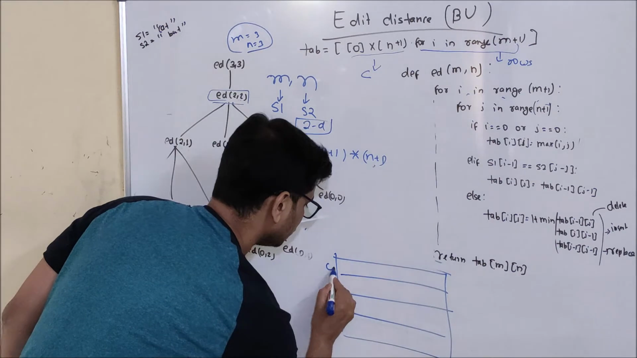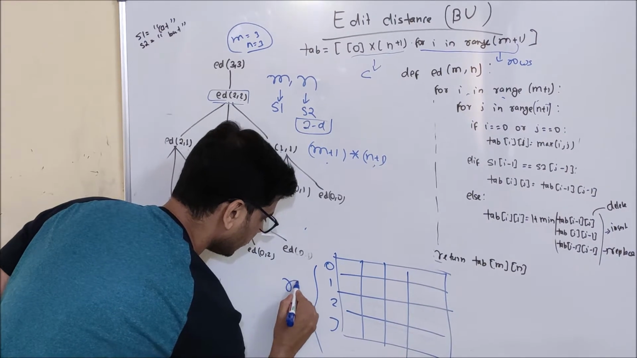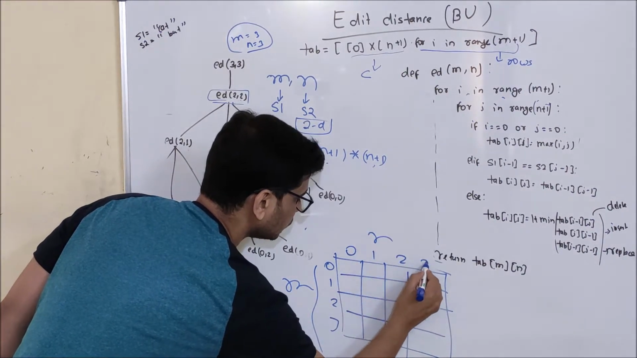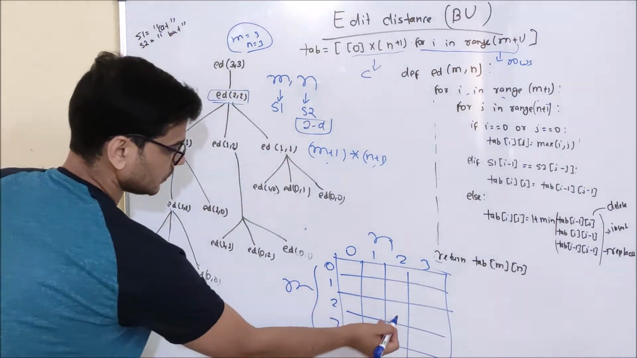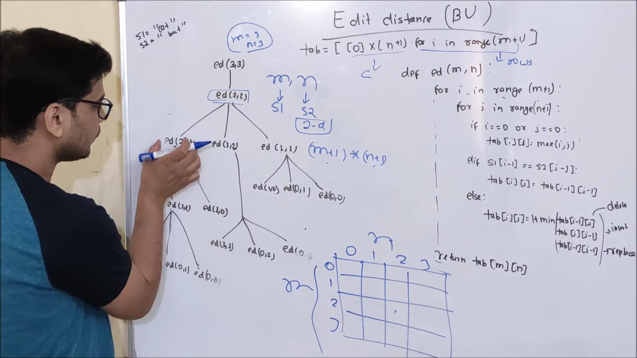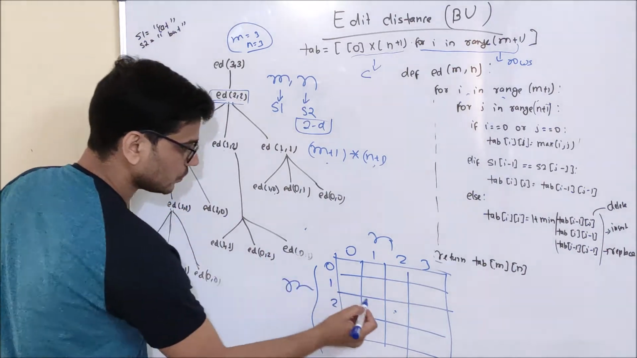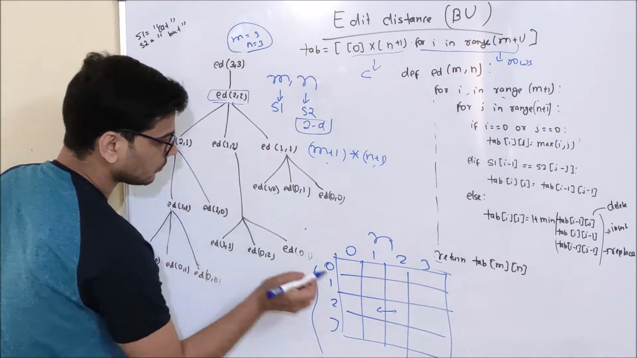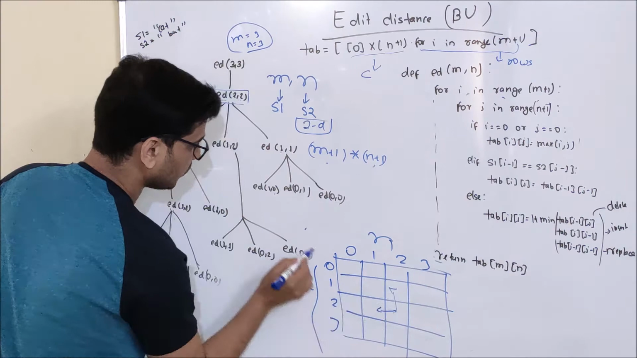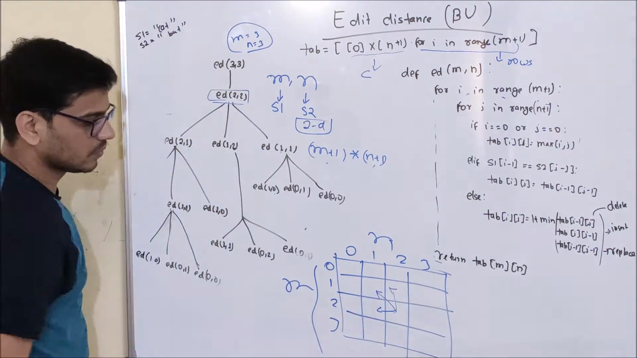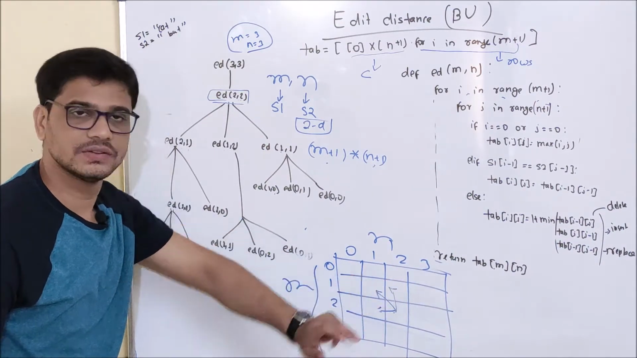0, 1, 2, 3, 0, 1, 2, 3, 0, 1, 2, 3. This one is representing m. Now see, ed of 2, 2. This one will be ed of 2, 2, and from which cells will it be taking its value? Ed of 2, 1, ed of 1, 2, and if you imagine this as a table, this one is 1, 1. So left cell, diagonal cell, upper cell.